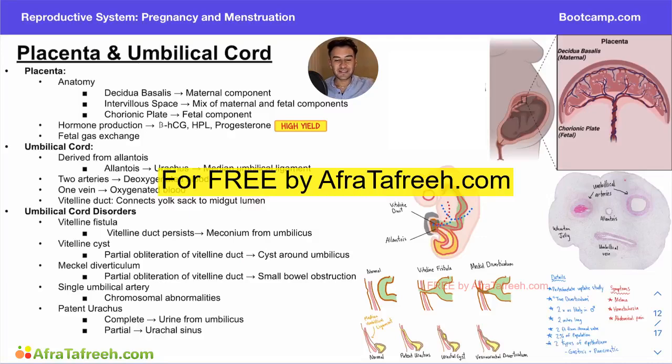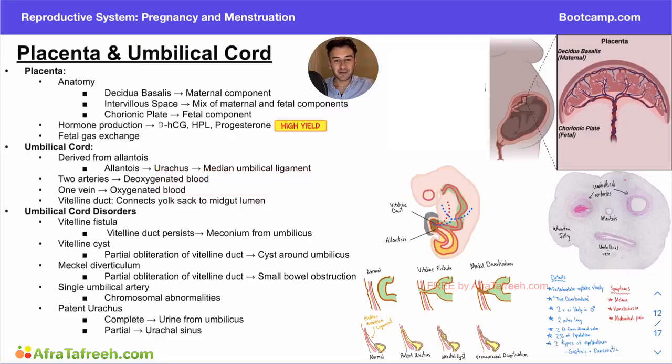Alright guys, let's get busy talking about our placenta and our umbilical cord. We're going to start off by talking about our placenta and all of its amazing functions. Then we're going to move on to talking about our umbilical cord and some of its derivatives. And we're going to wrap up by talking about our umbilical pathologies. So let's go ahead and get started by talking about our placenta.